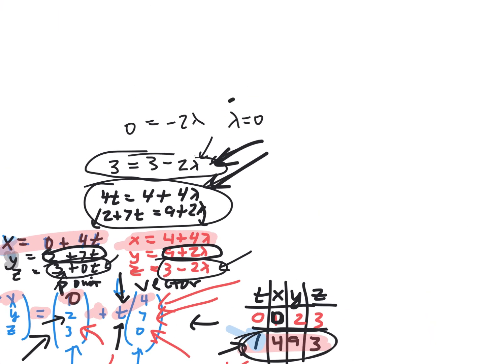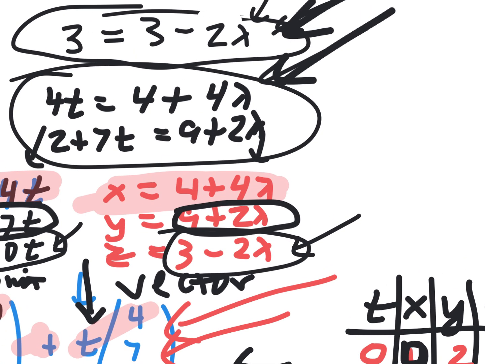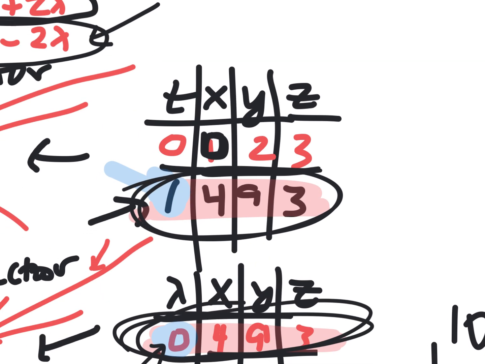And now that I know lambda equals 0, I can go stick that into one of these other two equations. Like I could stick it right here. If lambda equals 0, then cool, that's a 0. And 4t equals 4. If 4t equals 4, then t must equal 1. And yay, t equaled 1.